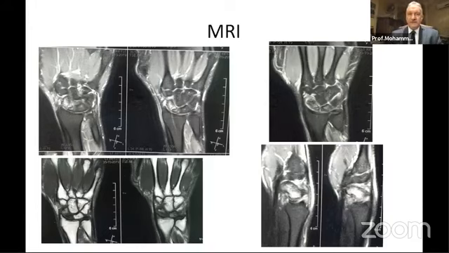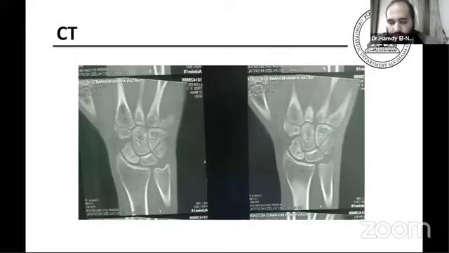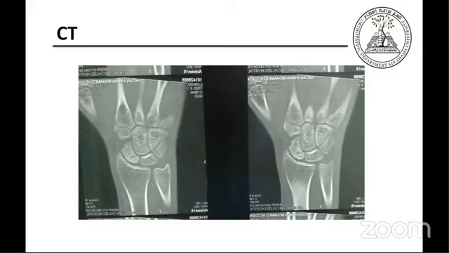Dr. Hamdi, you tell us. Okay, we do it for a better assessment of the non-union site and evaluation of the sclerosis, and for better planning of the surgical technique we are going to use. So from your point of view, what is the best technique we should use in this case? Dr. Mohammed, options for treatment, please.